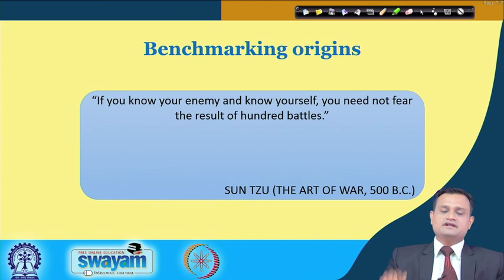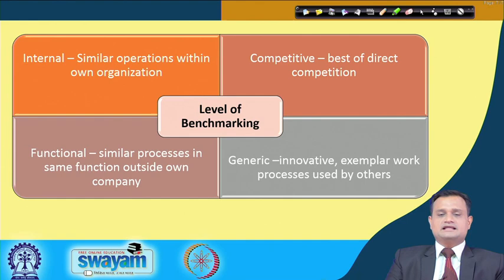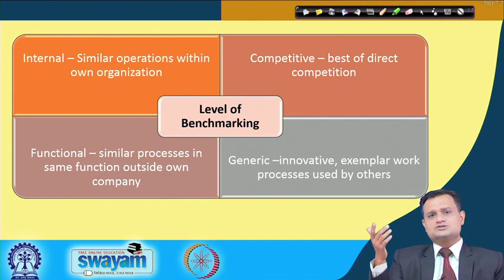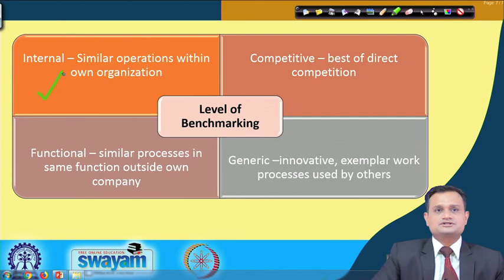Here there is something interesting to observe. Many a time we see, and I gave the example, that if you are a 5 pointer student, look at the 8 pointer student and improve. But this is one kind of benchmarking. We have a lot of variety. Just see the levels of benchmarking in this quadrant. You can have internal benchmarking, similar operations within your organization.